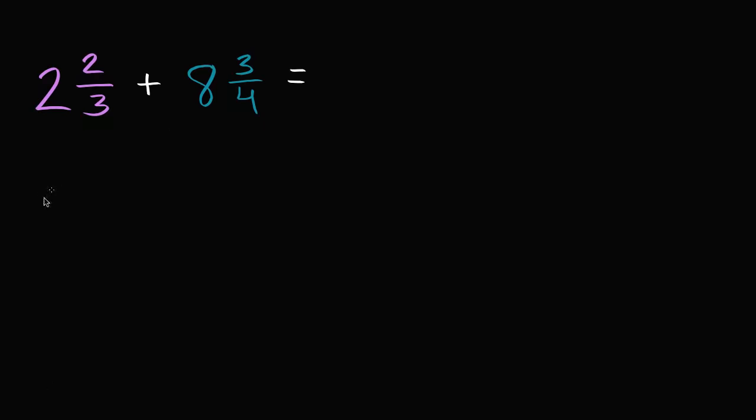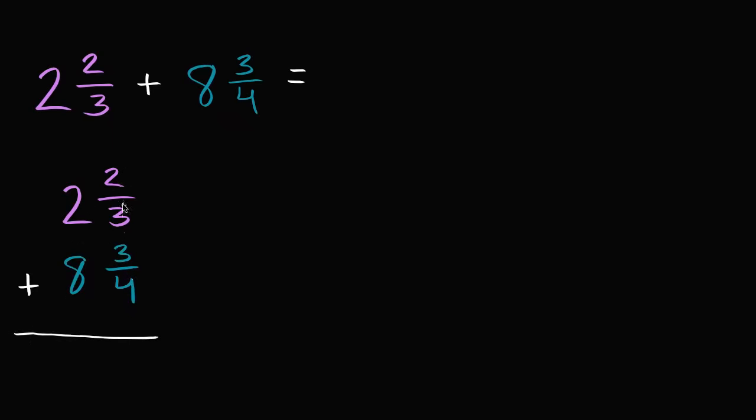So one way that you might see is to just rewrite this expression. To just rewrite 2 2/3 plus 8 3/4 as 2 plus 2/3 plus 8 plus 3/4. And you might be saying, why would I rewrite it this way? Well, when you rewrite it this way, it's very clear that these are the fraction parts of the mixed numbers and these are the whole number parts of the mixed numbers, and maybe we can add them separately.